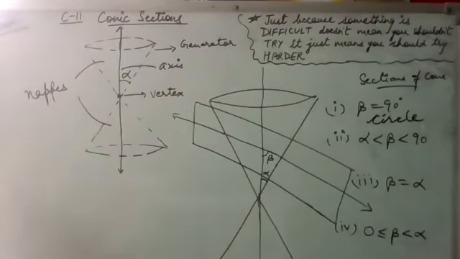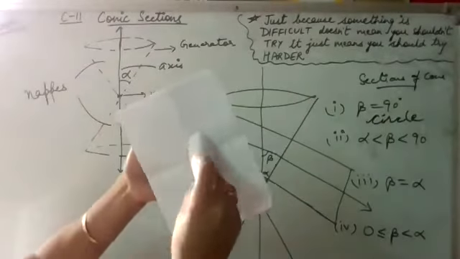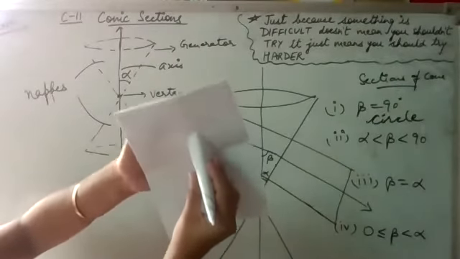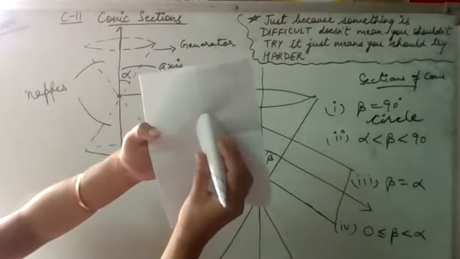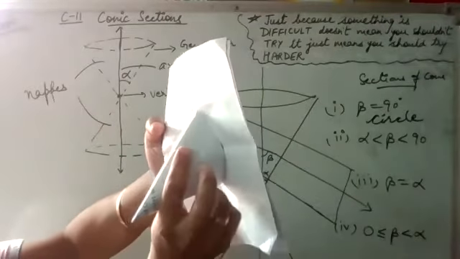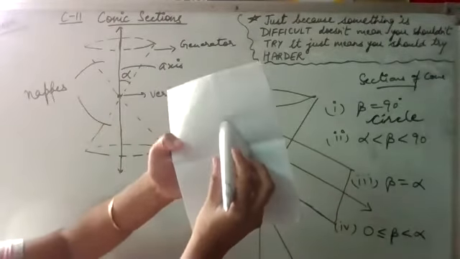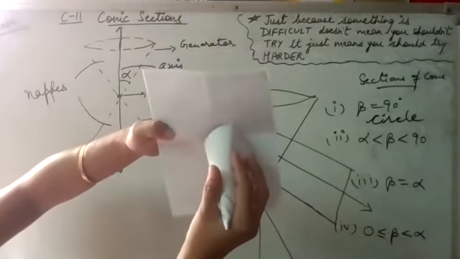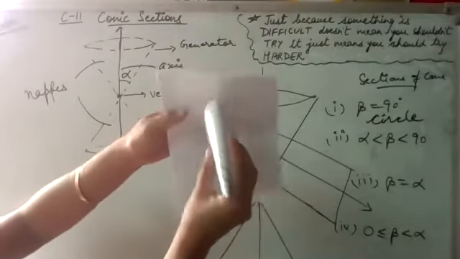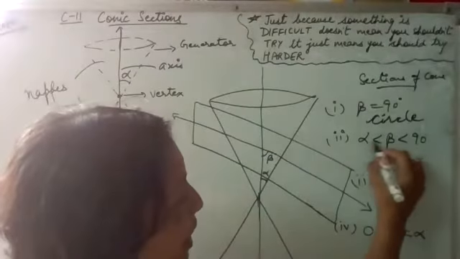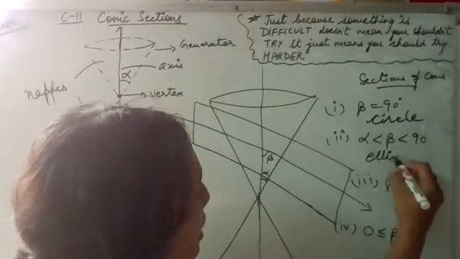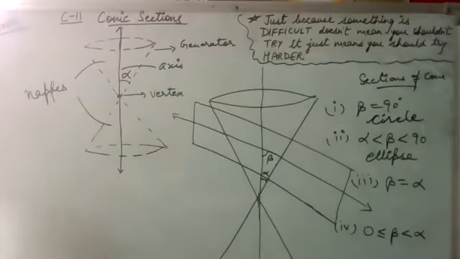Just look here. We are intersecting it at somewhat tilted, like this. Somewhat tilted is there, right? What type of figure are you getting at the plane surface? It's somewhat tilted. Ellipse. It is an ellipse, right? Because it is tilted, it's not like this now. I have cut some portion from here, it is tilted now, so we get an ellipse. So when beta is greater than alpha and less than 90, we get an ellipse.